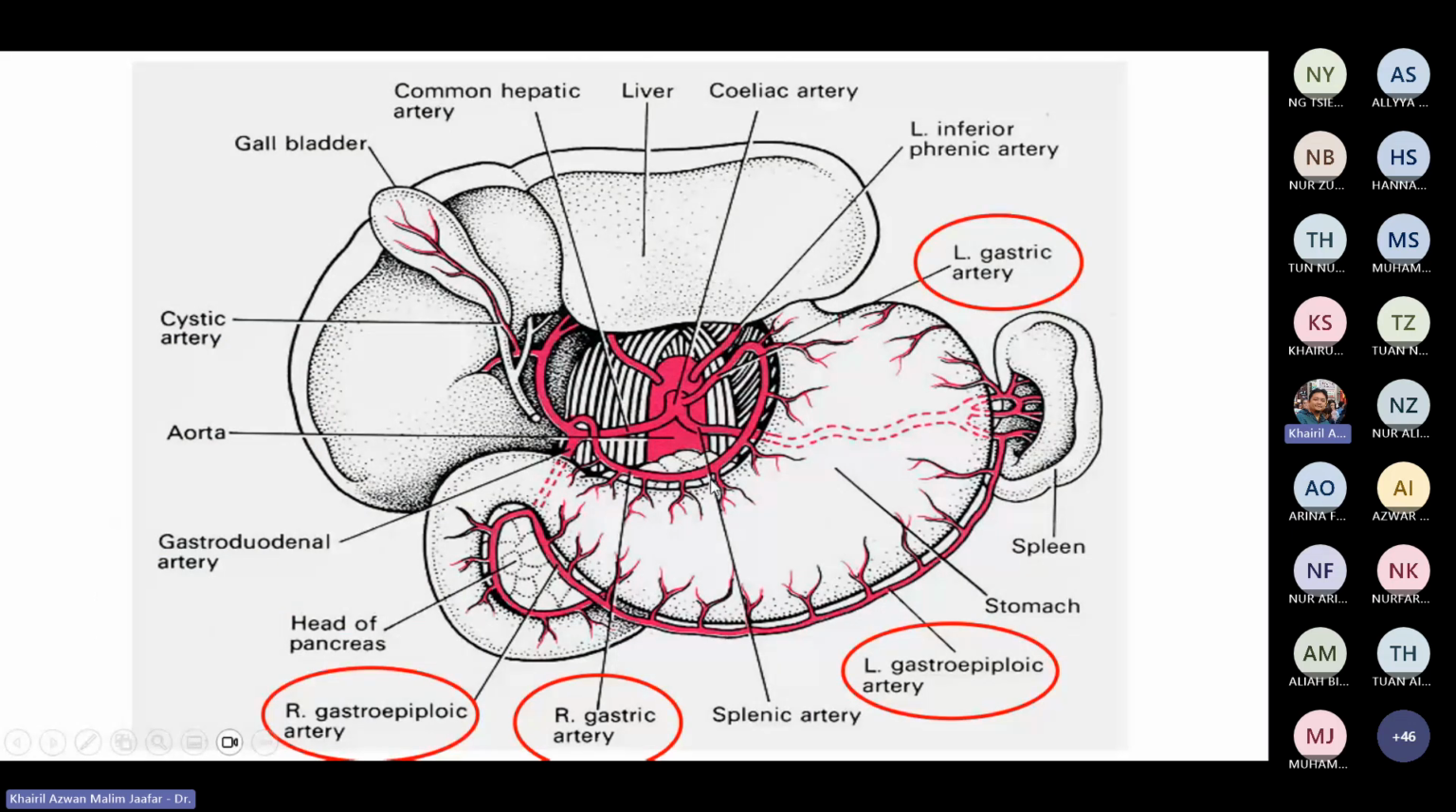Okay, so this is the blood supply. That's the left gastric artery, and then the right gastric artery. Both of these gastric arteries supply the lesser curvature, and we have the right and left gastroepiploic arteries. Epiploic means the greater omentum. So the right and left gastroepiploic mainly supply the greater curvature.